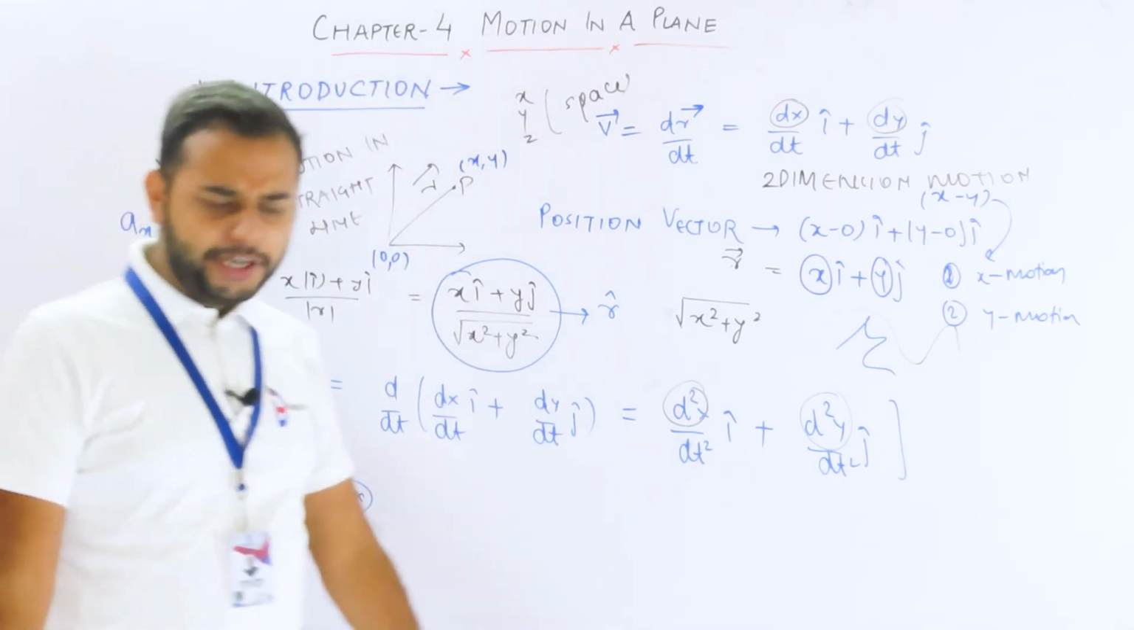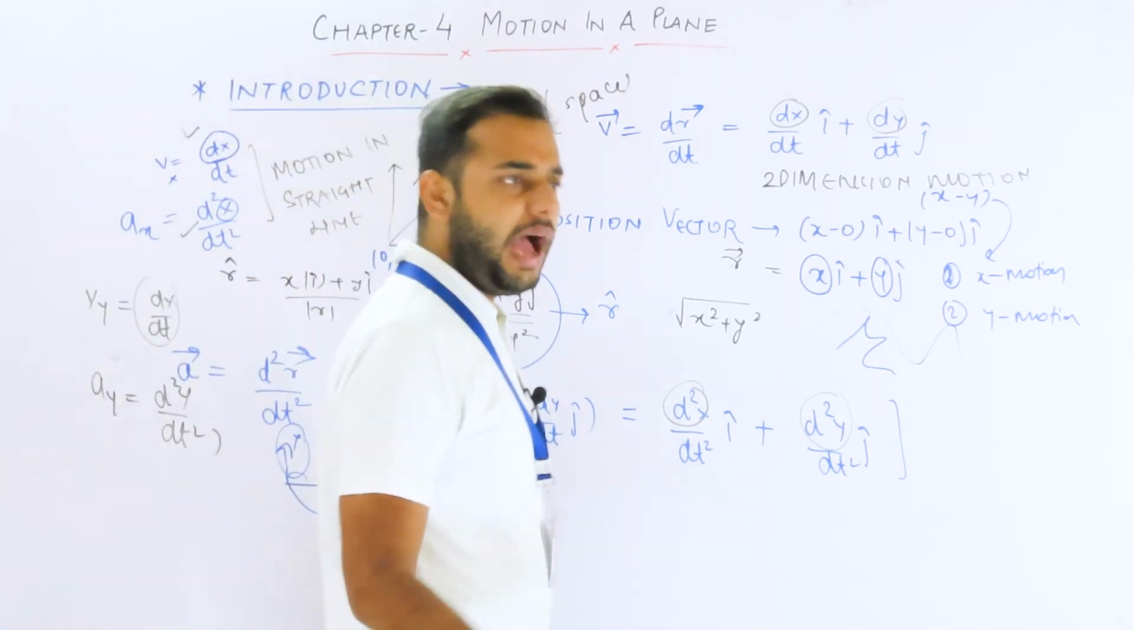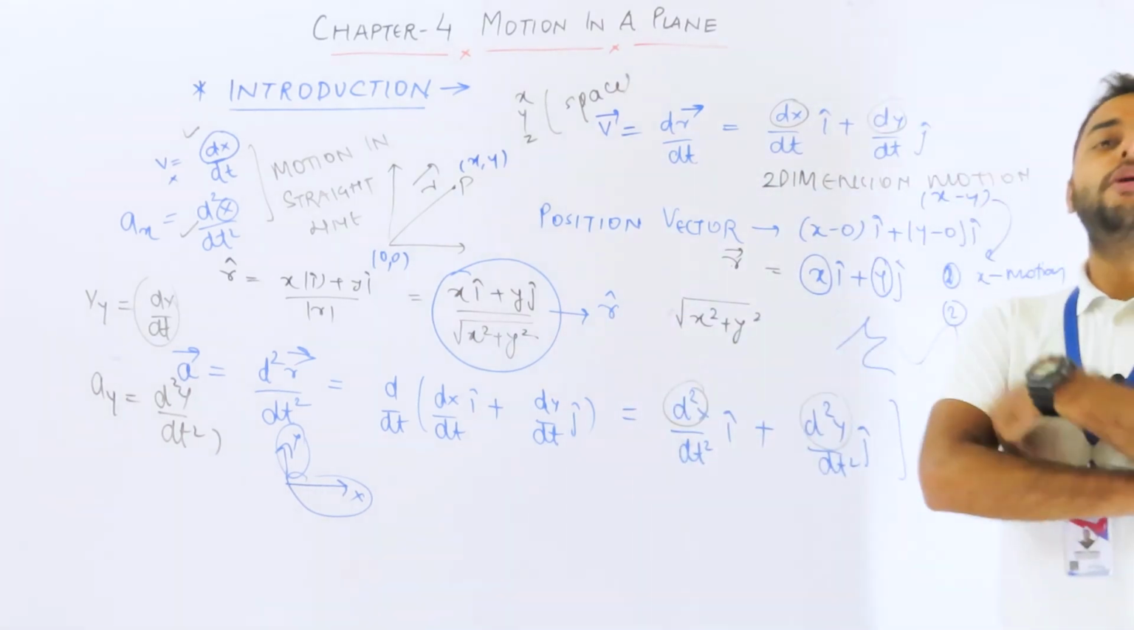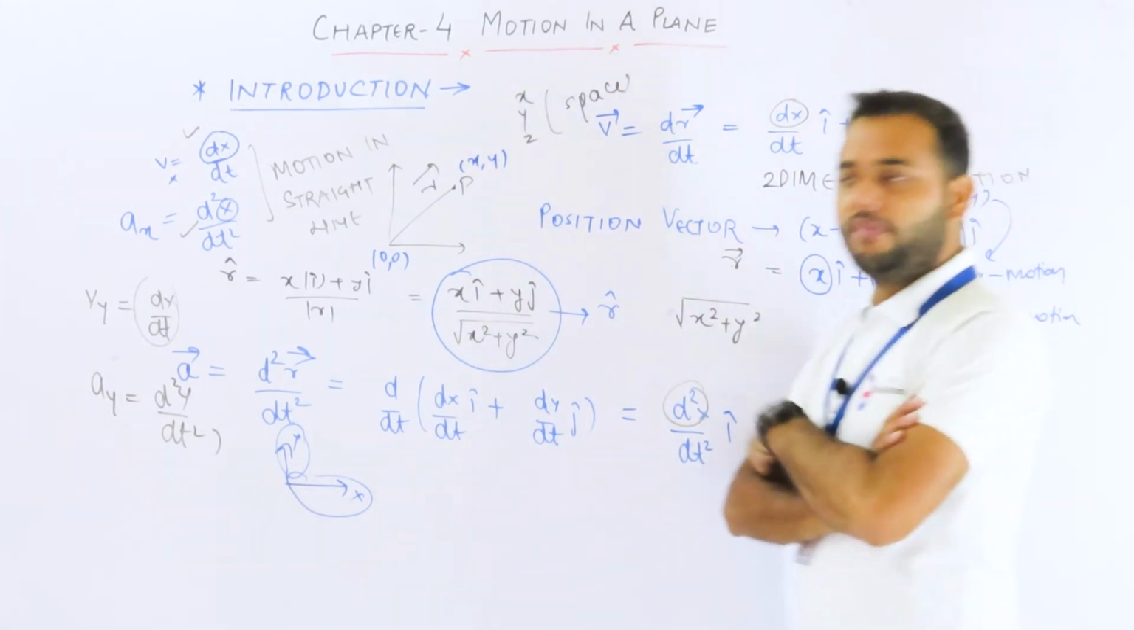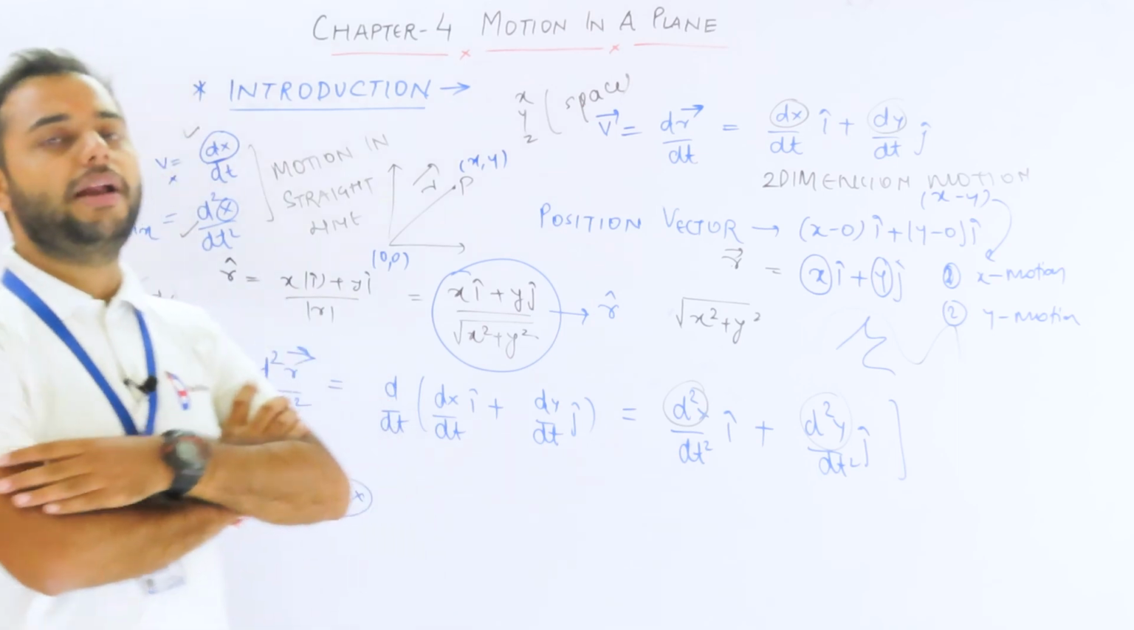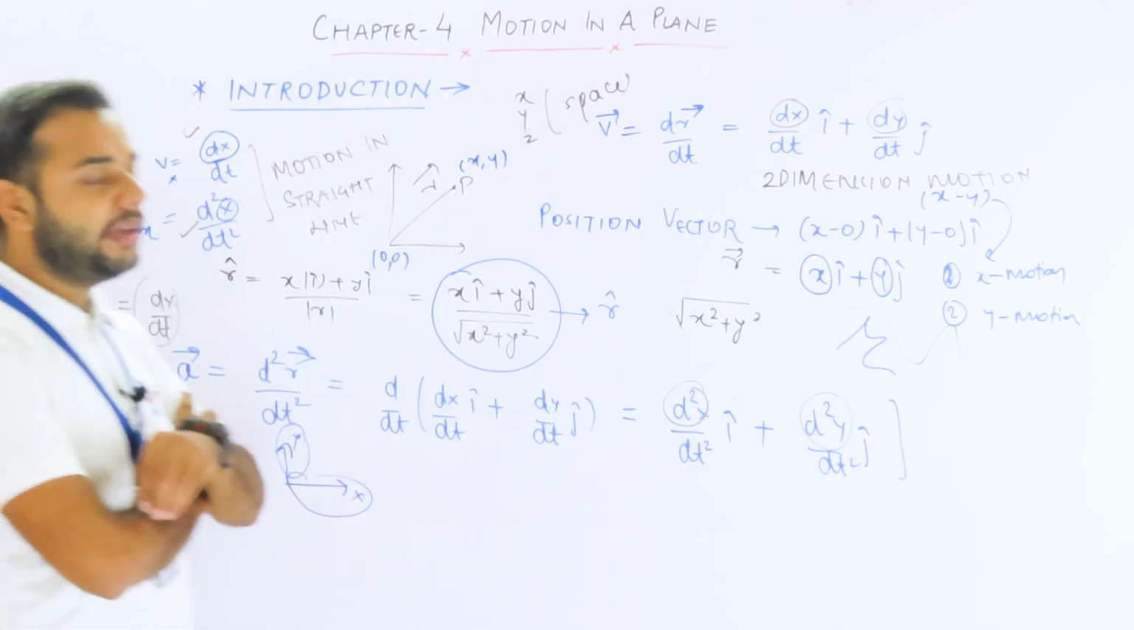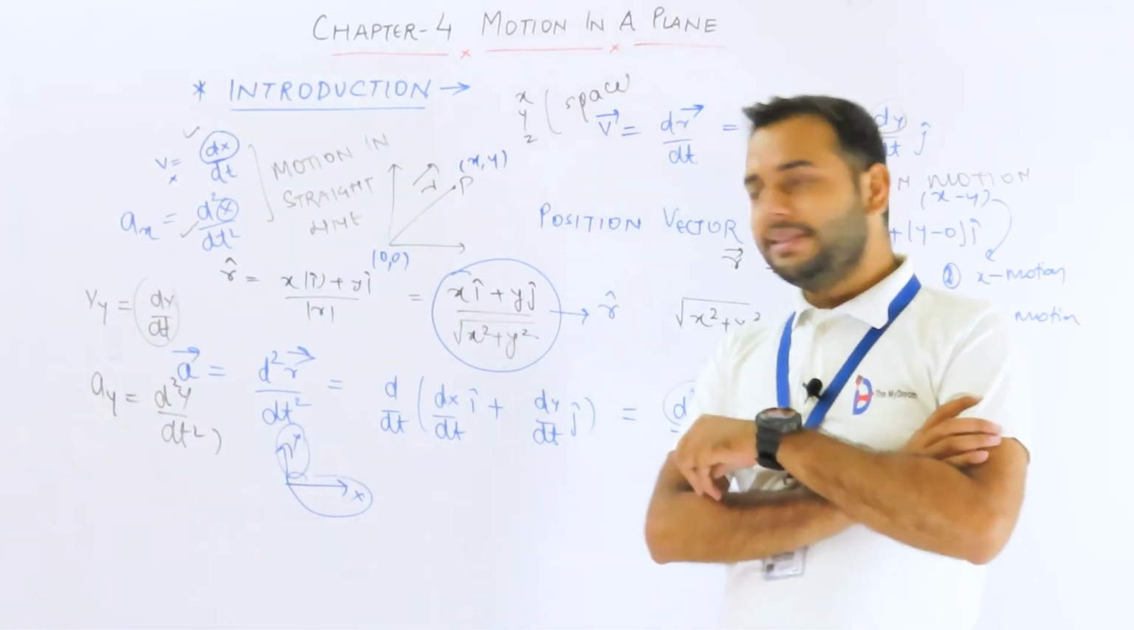I will explain this when I discuss projectile motion. I will break it down: projectile motion will be a combination of two one-dimensional motions, one in the x direction and another in the y direction. Then things will get much clearer to you guys. So we'll see that in the next lecture.